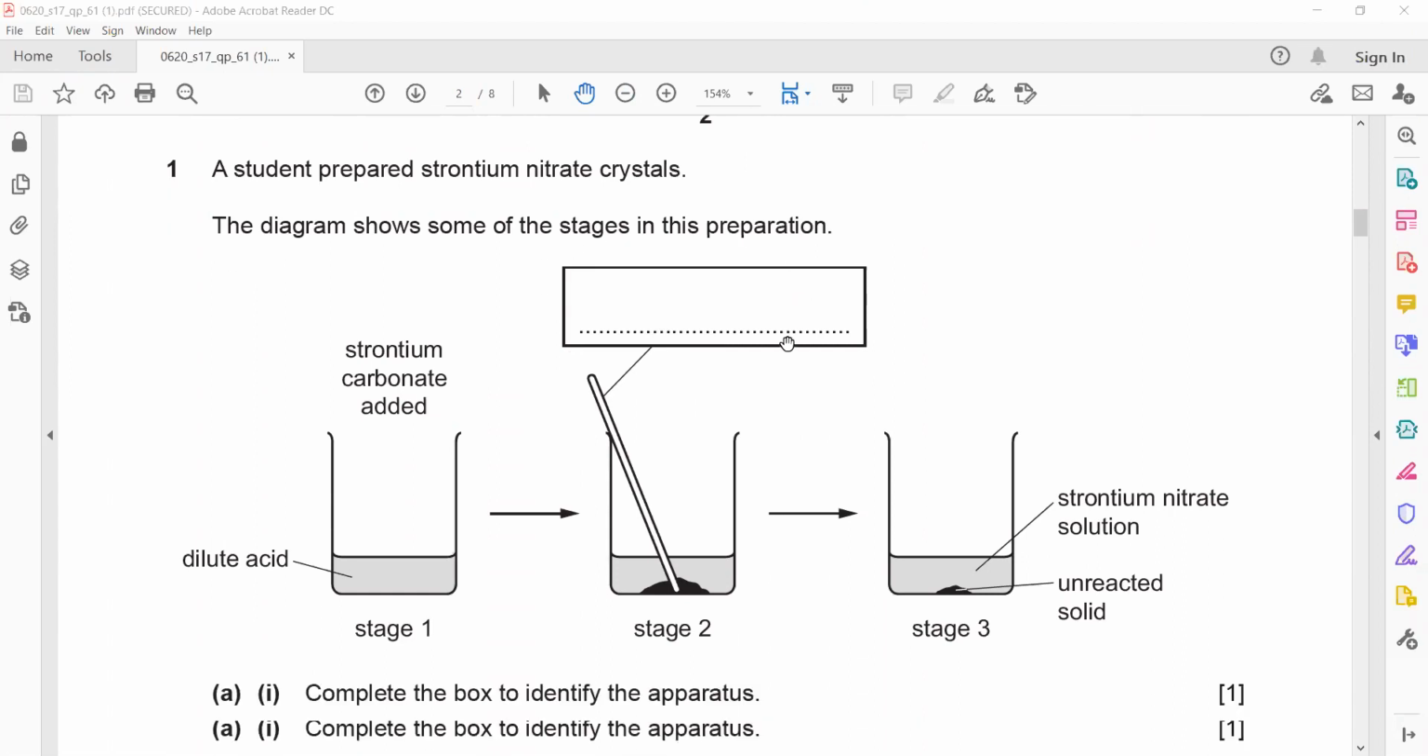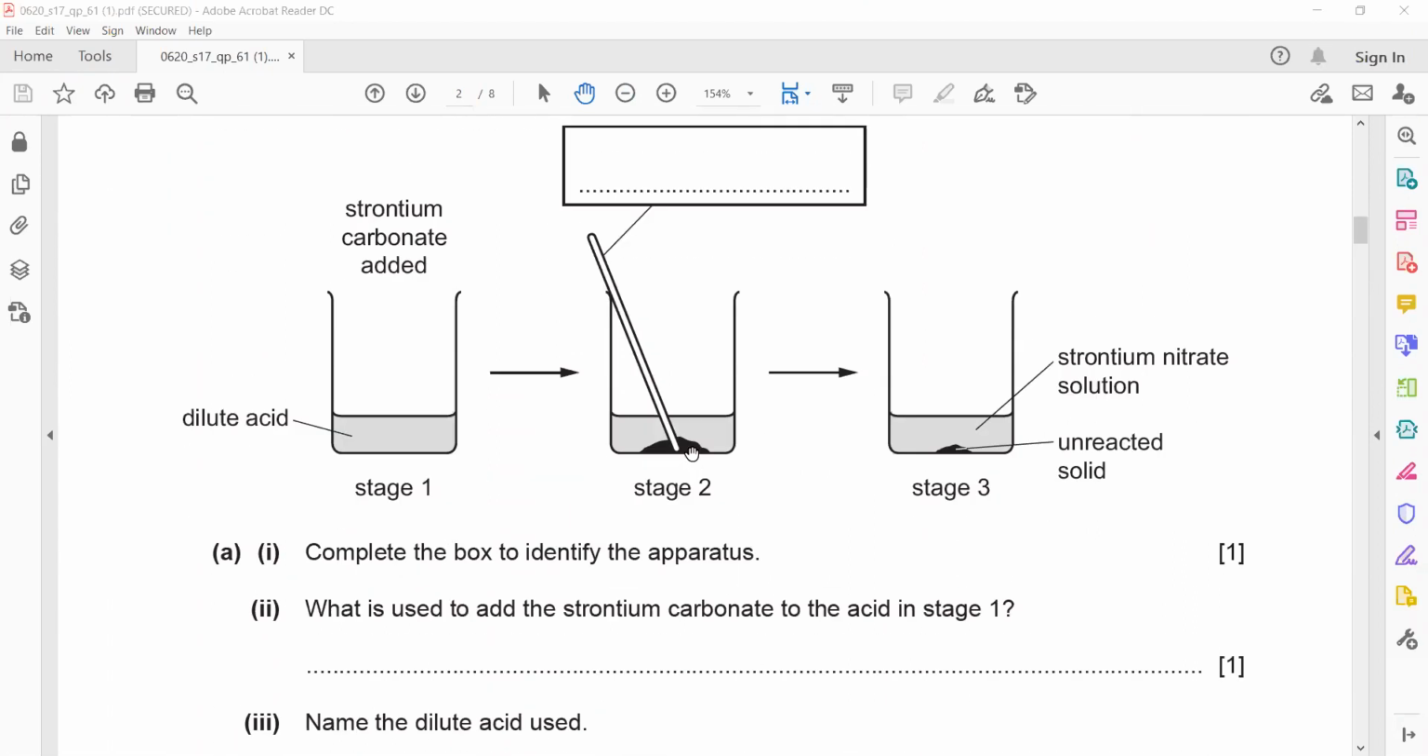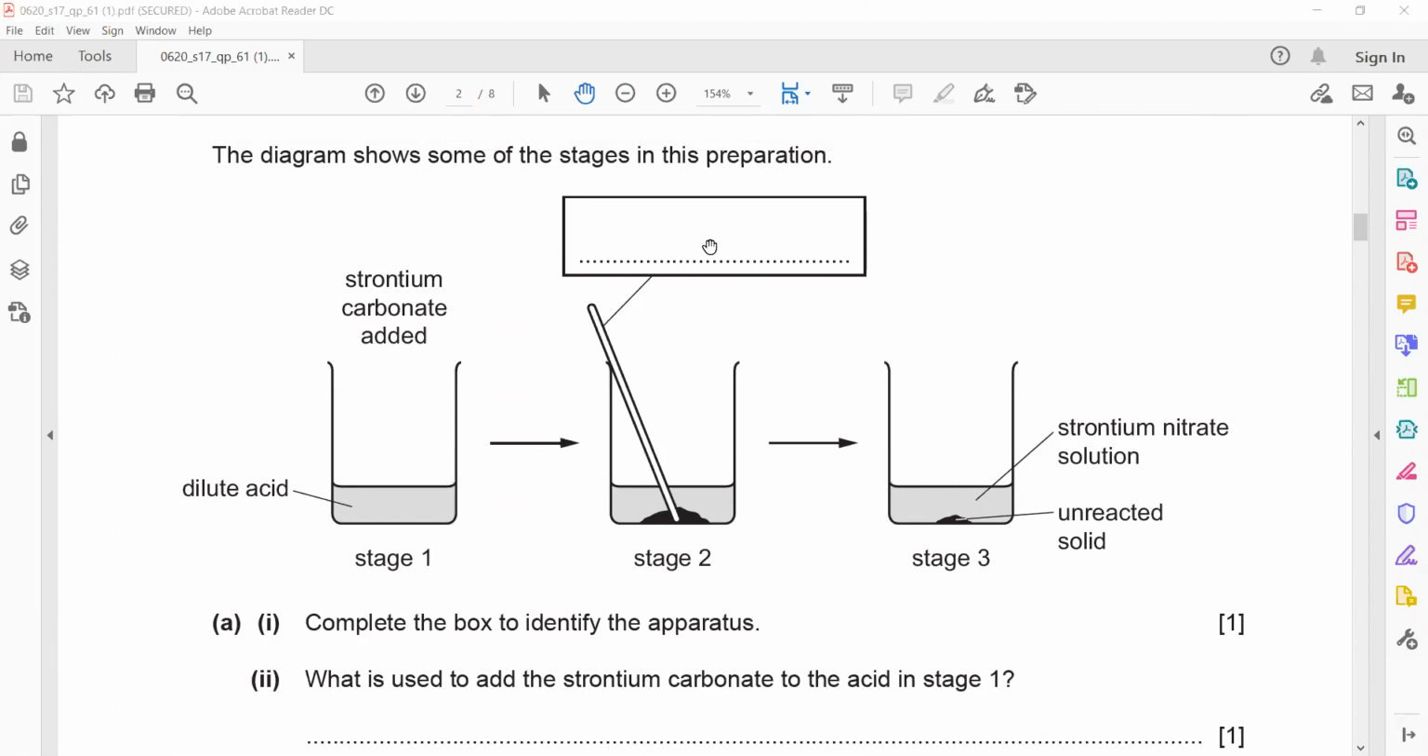You can say a glass rod, you can say a stirrer. So that's a glass rod or a stirrer.